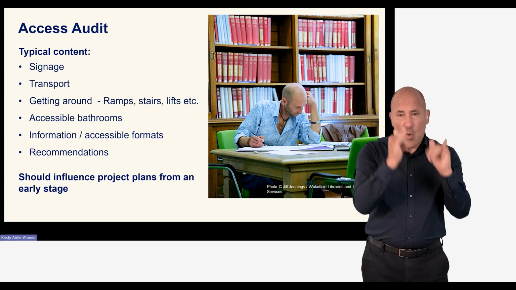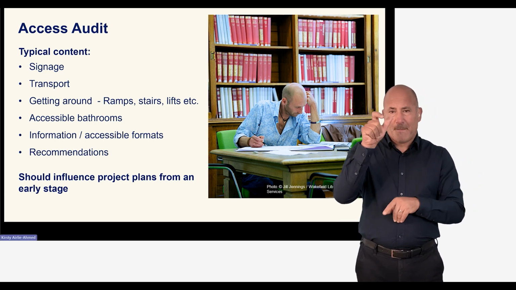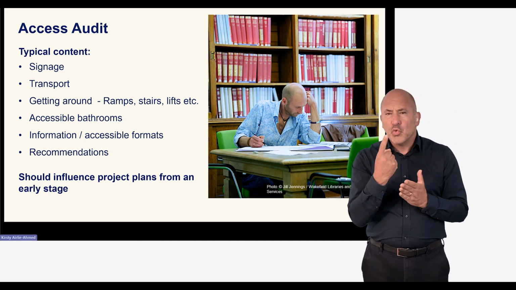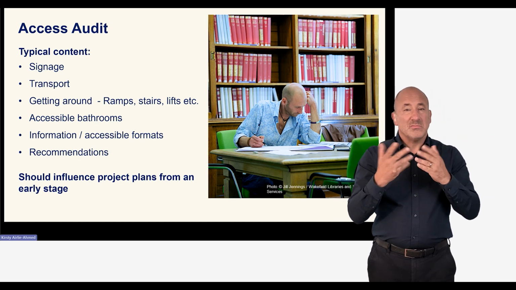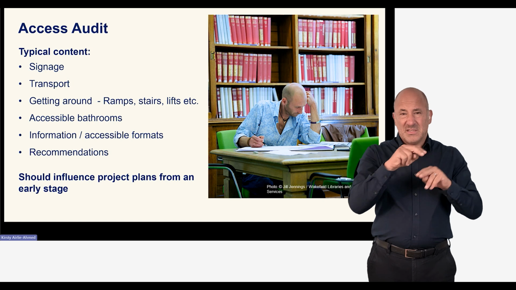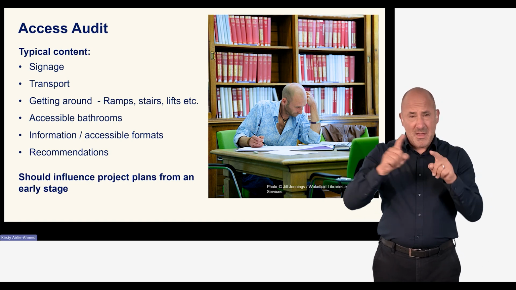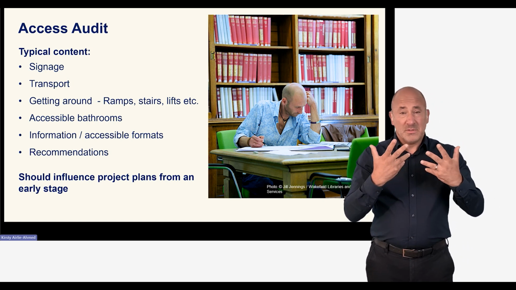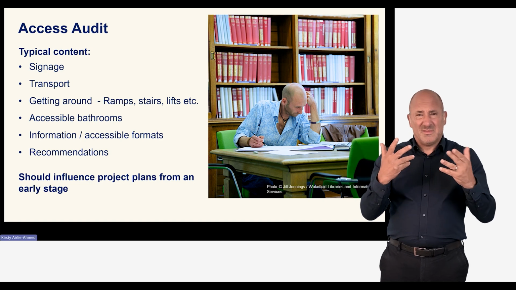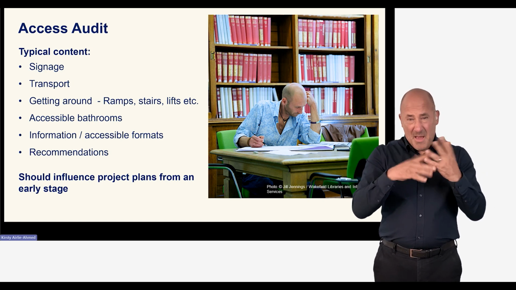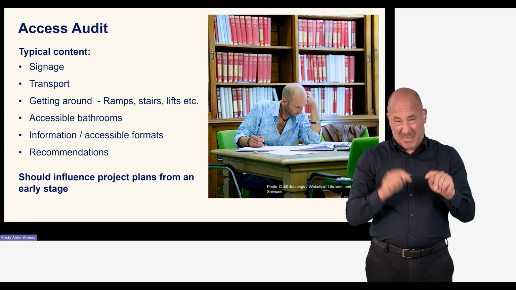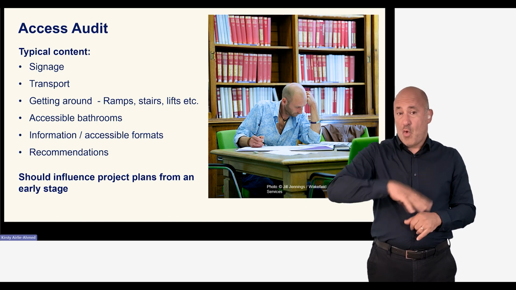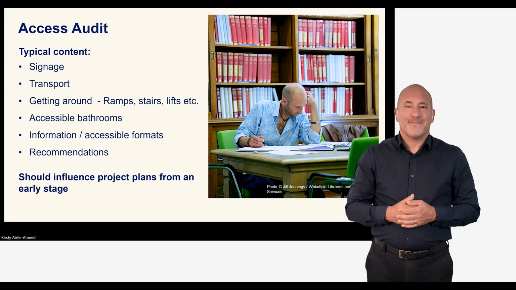An access audit will typically include information such as who has carried out the audit, as well as strengths and weaknesses around signage, transport, getting around, ramps, stairs, lifts, etc., accessible bathrooms, information and accessible formats. And this will result in a list of recommendations for improvements. We want to see this detail.